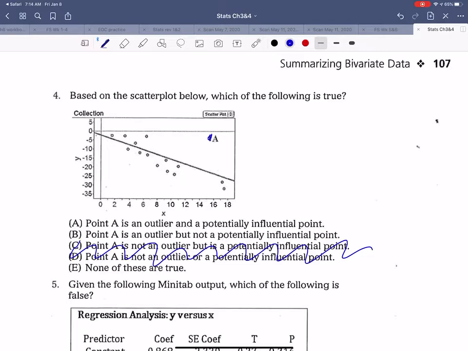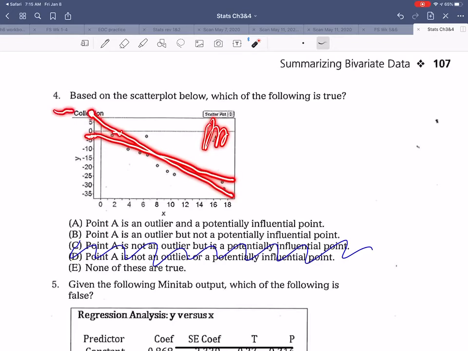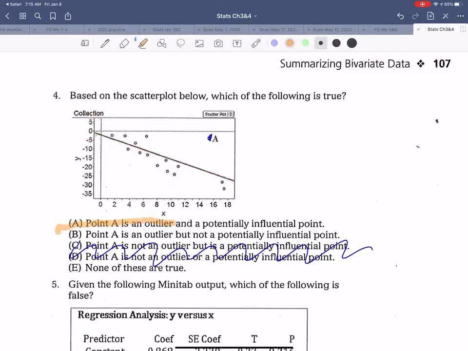So we can actually see here that if we imagine that A isn't there, then this line of best fit would probably be there. So A in and of itself is changing the slope, right? This is the y-intercept without A, and this is the line of best fit with A. So it's influencing your y-intercept. It's influencing your slope. So this is definitely a potentially influential point, point A. So I'm going to pick A. Choice A.